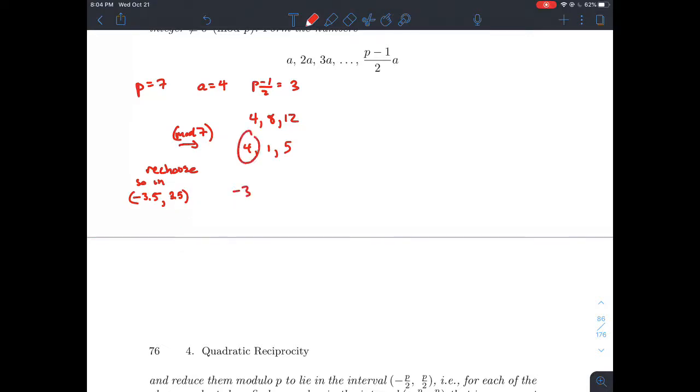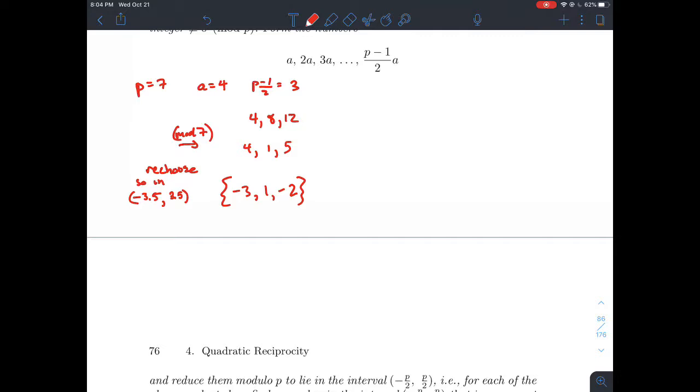Cool. So again, if your representative's not in the interval, pick a different representative that is. So 4 and negative 3 are the same thing mod 7. 1 is golden. 1 is in this interval. And then 5 is also bad. 5's not in this interval, but I could think of that as negative 2 mod 7. Same thing. And now that fits in the interval. So I've created my list now.